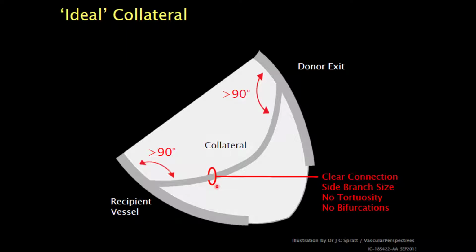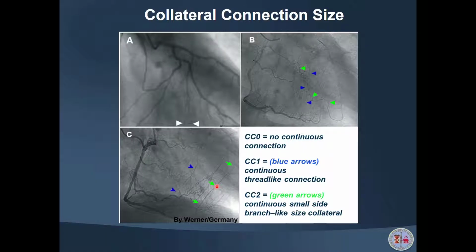As you can see here, this classification made by Gerald Werner is telling us that we can have CC0, no continuous connection like this, and still have successful CTO retrograde PCI. We can have CC1, thread-like connection, small, you see the blue arrow, a very small thread line, and then we can get through it very easily. And also we can sometimes have continuous small side branch-like size collaterals, and still if there is tortuosity, you cannot even get into the collateral. So it is sometimes a little bit difficult to predict the collaterals.